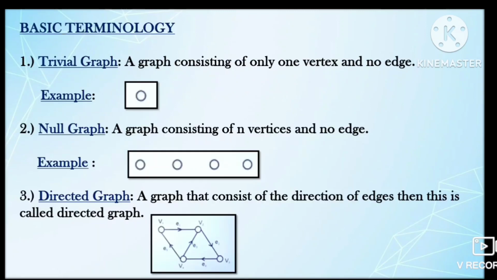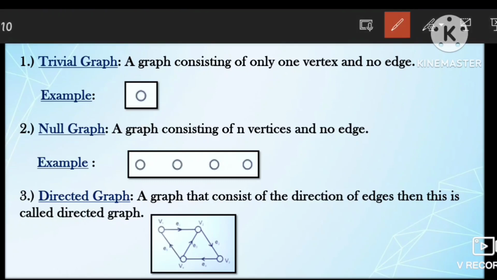Now some basic terminologies. So first is a trivial graph. What is a trivial graph? A graph that consists of only one vertex and no edge. So in the example you can see that there is only one vertex, and there is no edge joining the vertex.